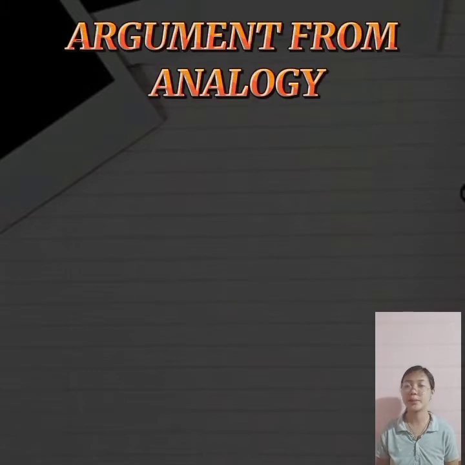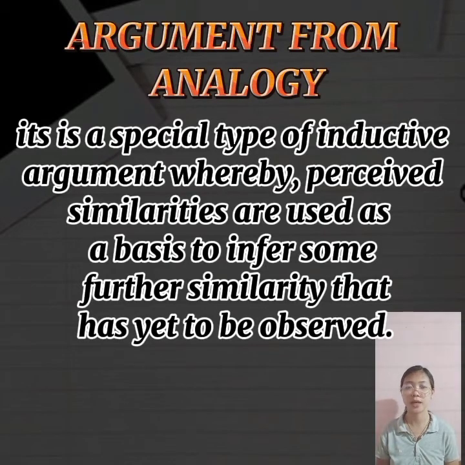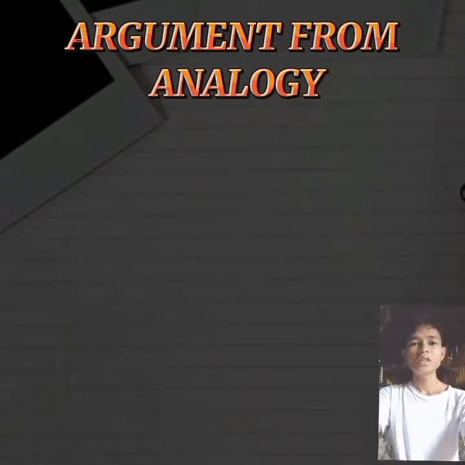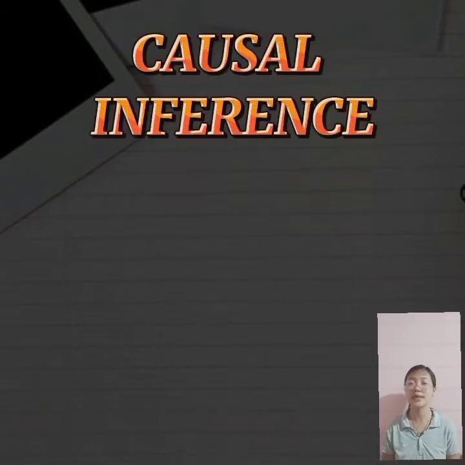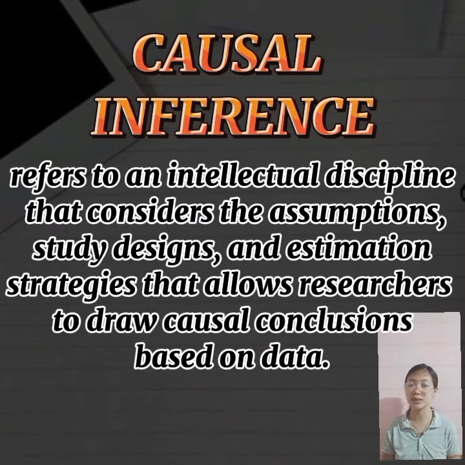Fourth, argument from analogy. It is a special type of inductive argument whereby perceived similarities are used as a basis to infer some further similarity that has yet to be observed. This form notes that on the basis of shared properties between two groups, they are also likely to share some further property. Fifth, causal inference refers to an intellectual discipline that considers the assumptions, study designs, and estimation strategies that allow researchers to draw causal conclusions based on data.